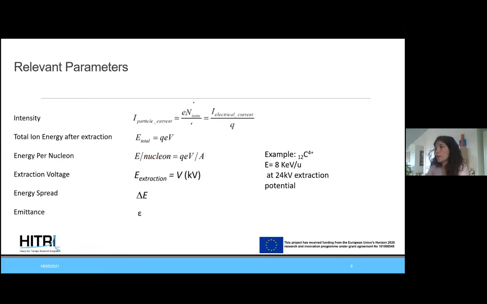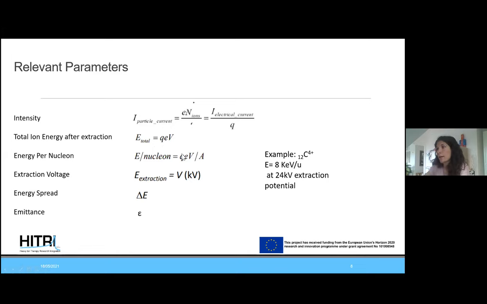And so what are the other relevant parameters, which I already mentioned? Well, the particle intensity, which comes from the number of ions that you have. Oh, sorry, here there is a slight typo. This is divided by time. I will correct this, sorry. And then, of course, the total energy that you are going to extract from the ion source, and also the energy that you will have per nucleon.